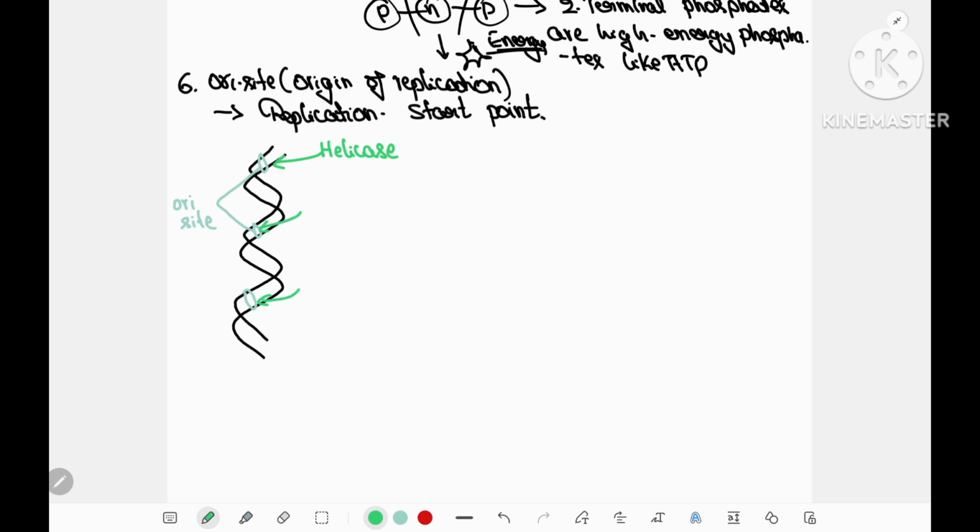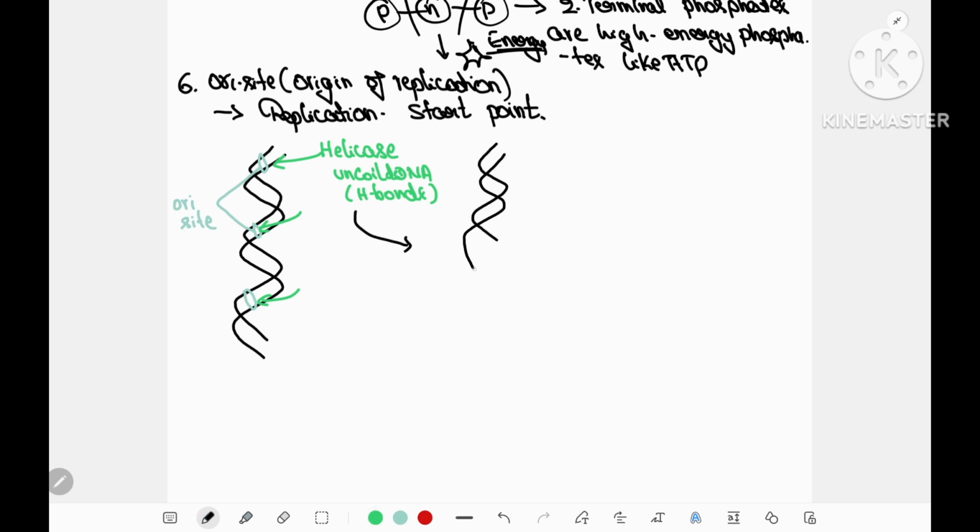First, what happens? Helicase enzyme will bind to origin of replication, that is ori site, and it will uncoil the DNA in a very short length. The very short length of DNA will be uncoiled by the breakage of hydrogen bonds.